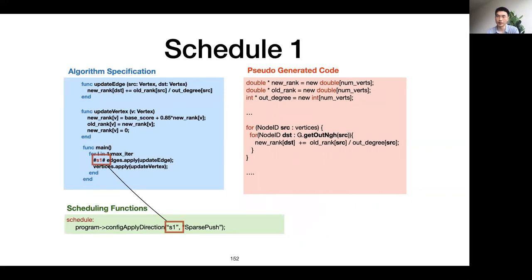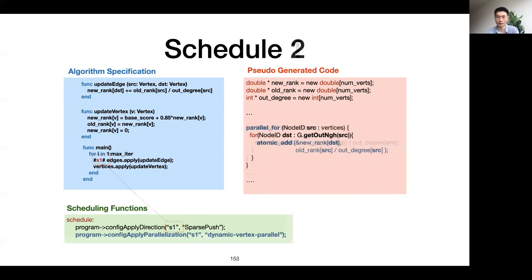It has a two-level nested for loop where the outer for loop goes through all the source vertices, and the inner for loop goes through the outgoing neighbors of each node, and it applies the old rank divided by the out degree of the source nodes and adds it to the new rank. And you can further optimize this code by using additional APIs such as configure apply parallelization that would just parallelize the outer for loop. And the compiler uses dependence analysis to figure out that there will be write-write conflicts in the inner loop, and we would insert atomic instructions appropriately.